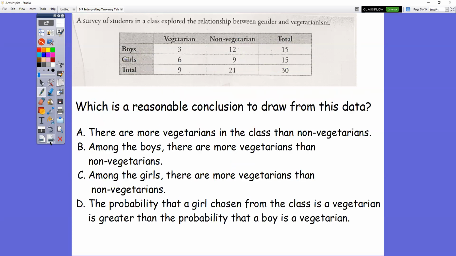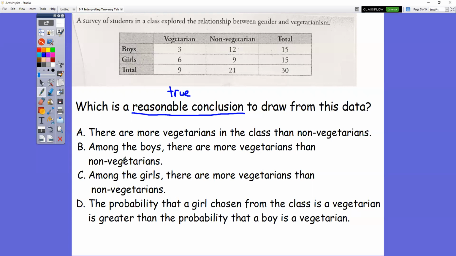Take a look at the next one. This is a very, very common question on your state test. Which is a reasonable conclusion to draw from this data? Now, reasonable conclusion means that it is a true statement. So 3 of these are false and 1 of them is true. We're looking for the one that is true. When you go to do this, the only way to do this is a process of elimination. You've got to try it, see if it works, see if it's true or not. If it's not, move on to the next one and see if that one is.